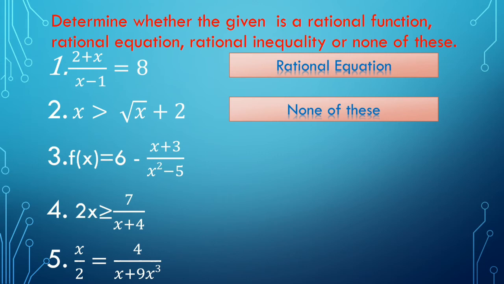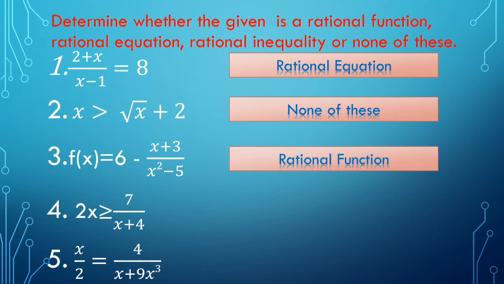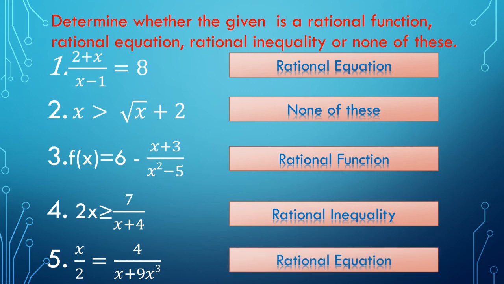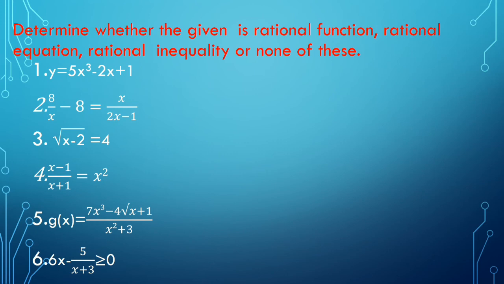For number 3, f of x equal to 6 minus x plus 3 over x squared minus 5. Okay, that is a rational function. How about number 4? 2x greater than or equal to 7 over x plus 4. That is a rational inequality. How about number 5? x over 2 is equal to 4 over x plus 9 x cubed. That is a rational equation. Okay, try it on your own.